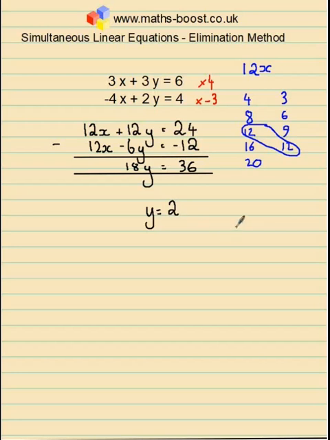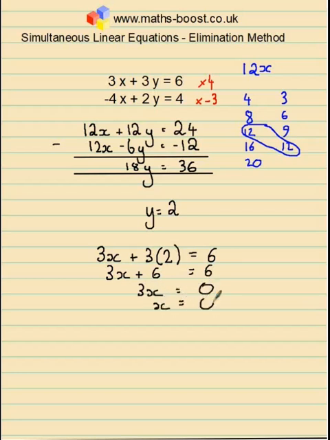So I found that y is equal to 2, but I still need to find x. I'm going to substitute this into either of the two original equations. I'm going to choose the top one because it looks straightforward. And again, I'm going to go ahead and solve. And so finally, I've got both values. x equal to 0 and y is equal to 2.